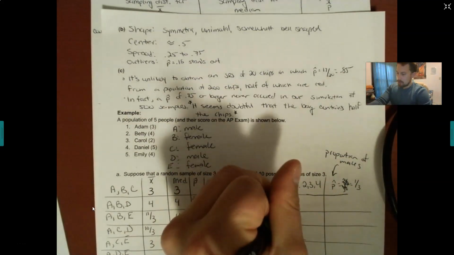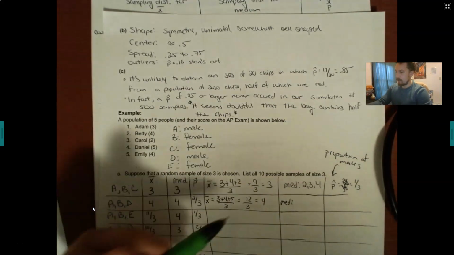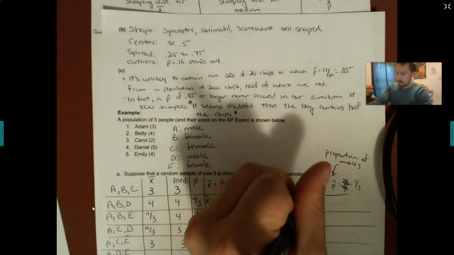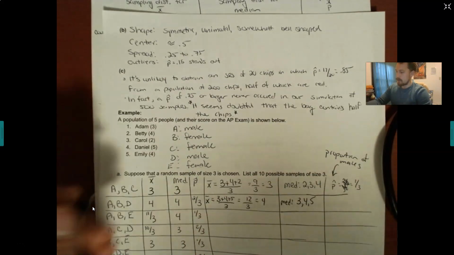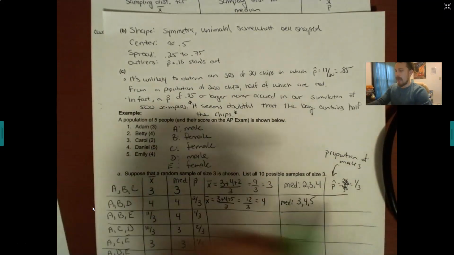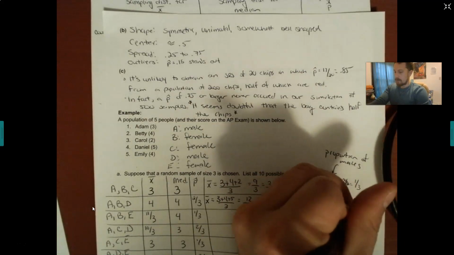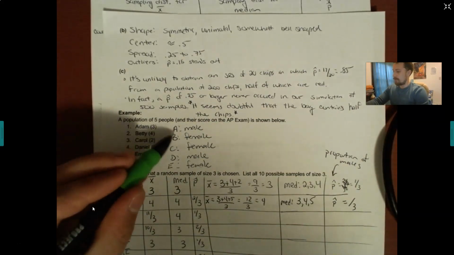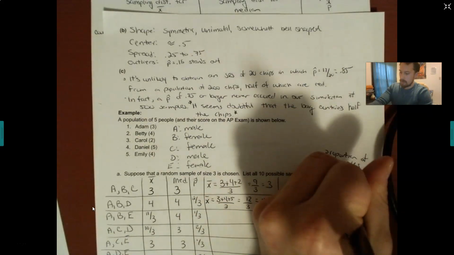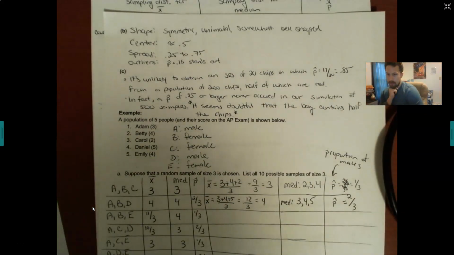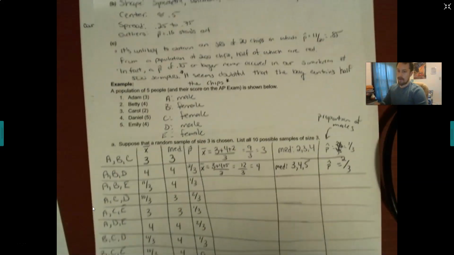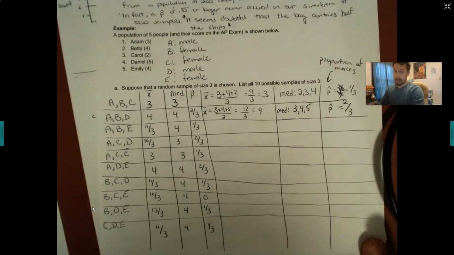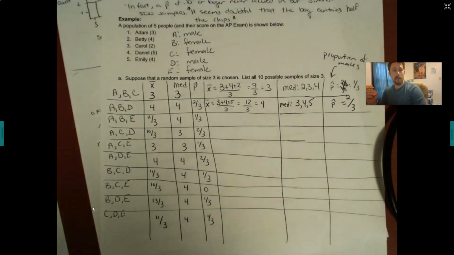The median, we're going to line up in order from least to greatest. So 3, 4, 5. So the median is 4. P hat, proportion of males. Out of the 3 people selected here, A, B, D, 2 are male. Right? So there's 10 possible samples, and I wrote them all out here. So this is a sampling distribution. I took all possible samples of sample size 3 from the population.